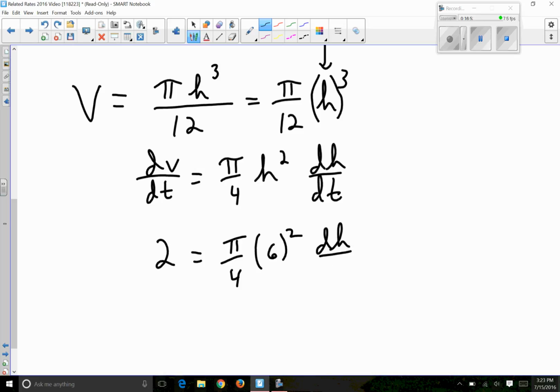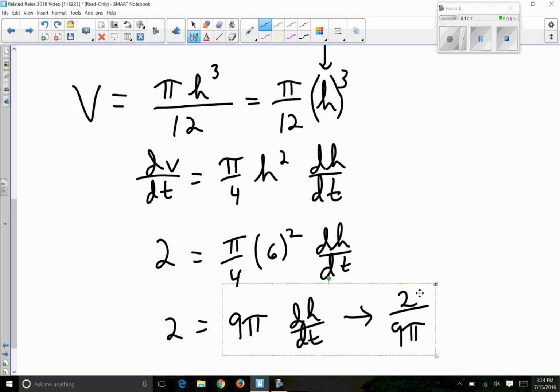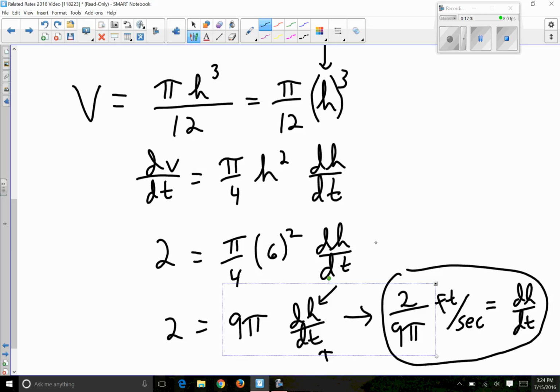And dh dt, we're going to solve for that. So 2 equals, this is 36 over 4, which is 9, times pi, times dh dt. Solve for dh dt, 2 over 9 pi. And this is the h, that's the height or level of the water. It will be measured in feet. Down here is t for time, which is measured in seconds. Two over 9 pi feet per second.